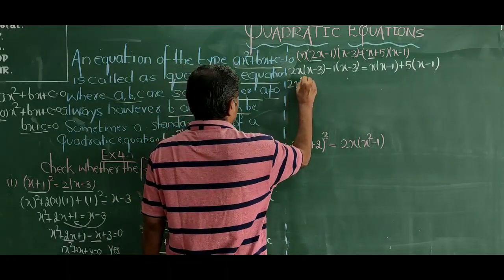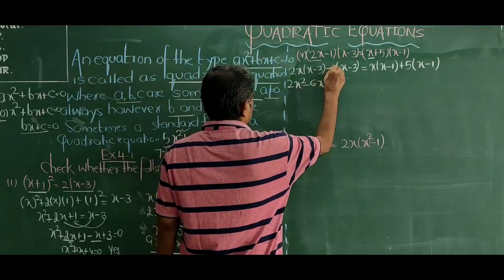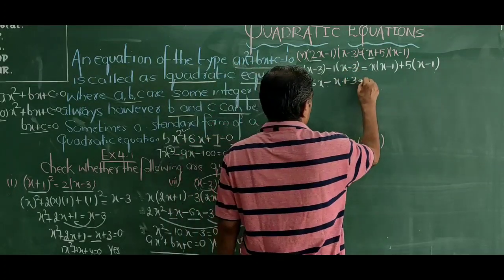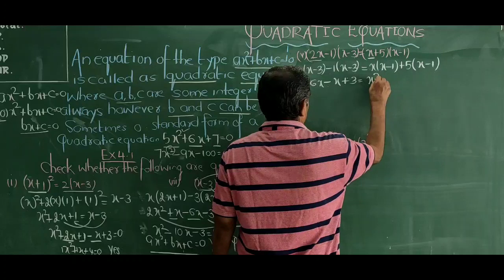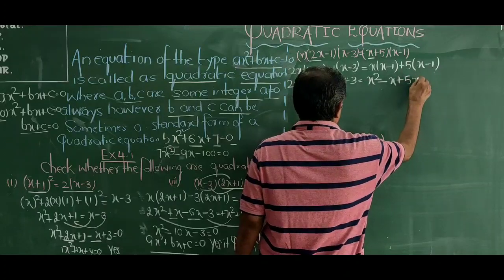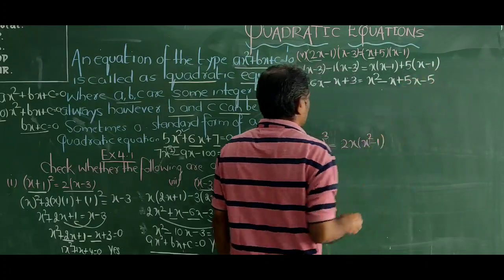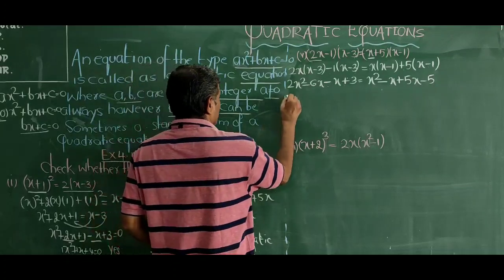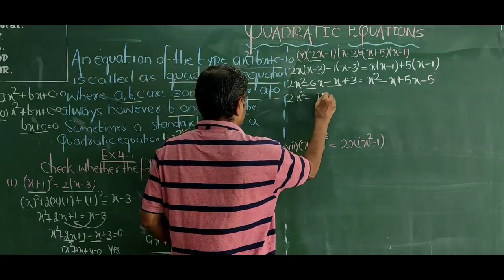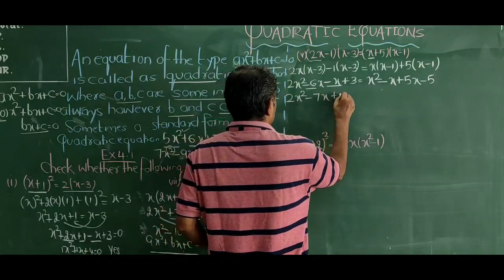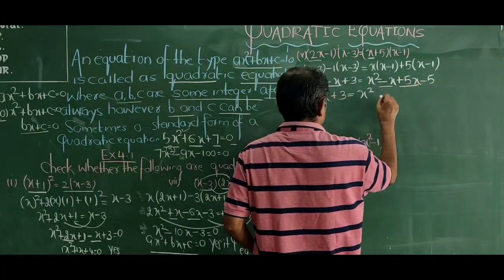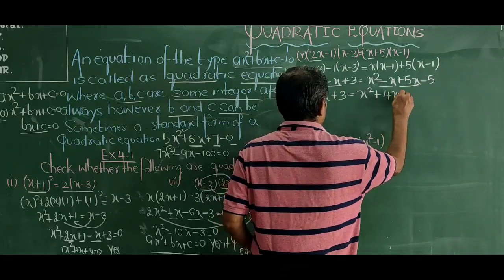This becomes 2x square minus 6x. This becomes minus x. Minus into minus is plus. Then again here plus into plus is plus, x into x is x square. Plus into minus is minus x. Plus into plus is plus 5x. And plus into minus is minus 5. Now if I simplify it further, this is 2x square minus 6x minus 1x, I will get minus 7x plus 3. This is 1x square minus 1x plus 5x, we will get plus 4x minus 5.